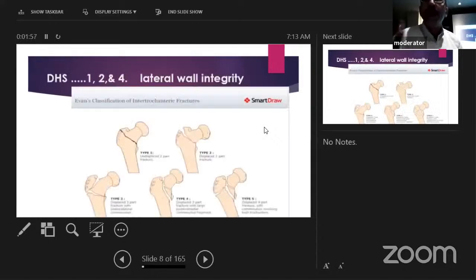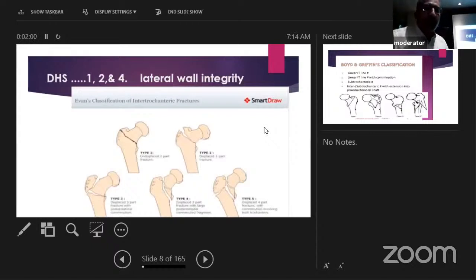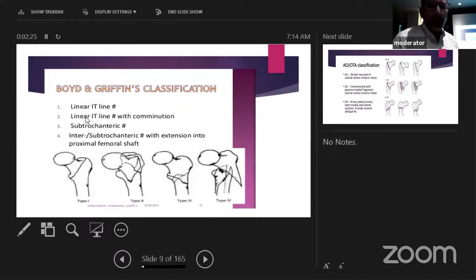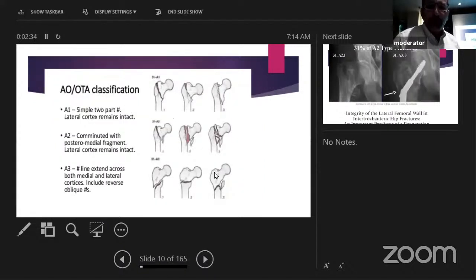When you talk of correct indication, I'm talking here only about the DHS. My indication for DHS is that the lateral wall should be intact. When we talk of Evans classification, type 1, 2, and 4 can safely be treated by DHS, whereas type 3, where the lateral wall is broken, one should avoid DHS. In the Boyd-Griffin classification, type 1 and 2 are safely treated by DHS, whereas in type 3 and 4, where the lateral cortex is not intact, one should not opt for DHS. In the AO/OTA classification, A1 and A2 can safely be treated by DHS, and A3 should not be treated by DHS.